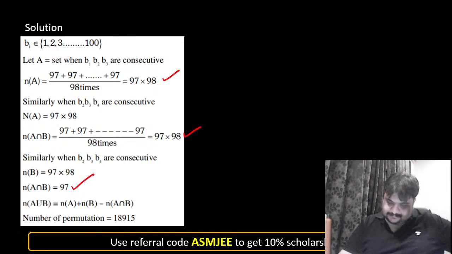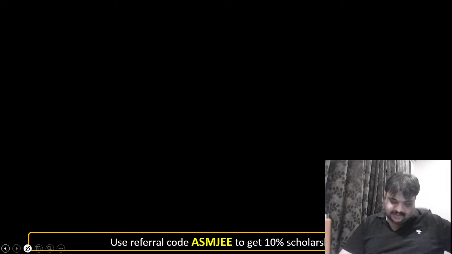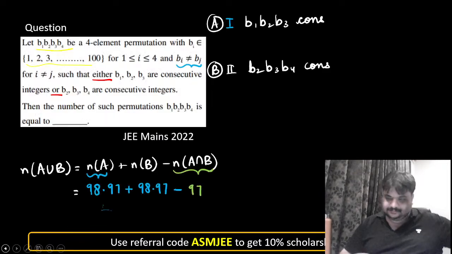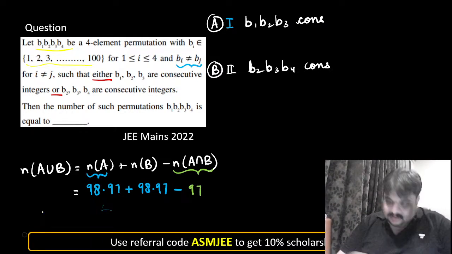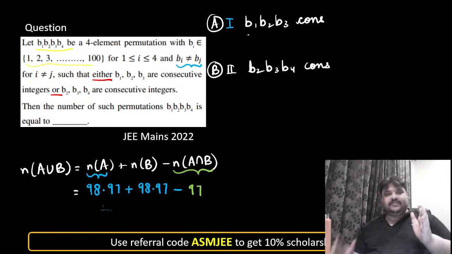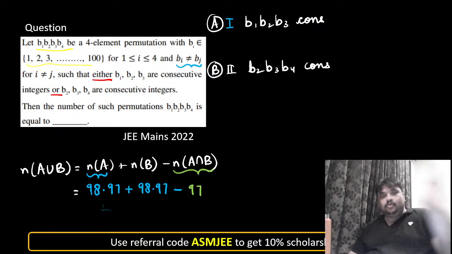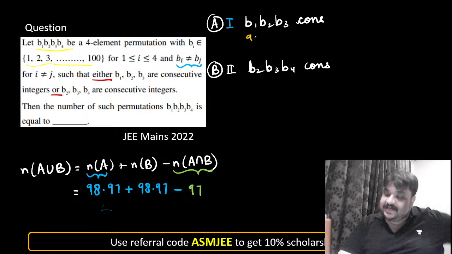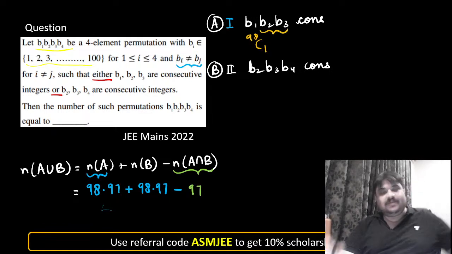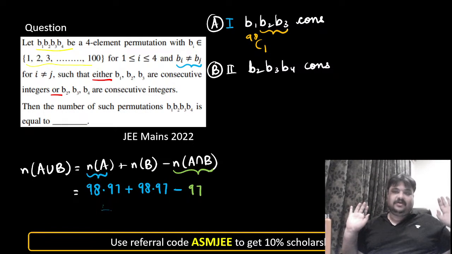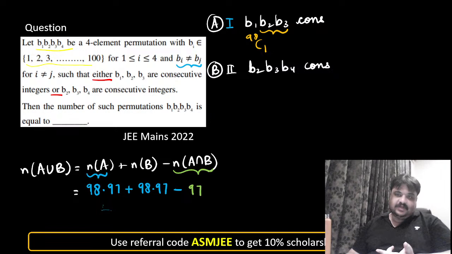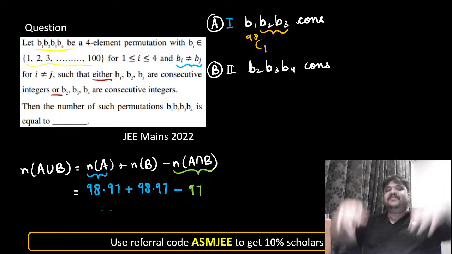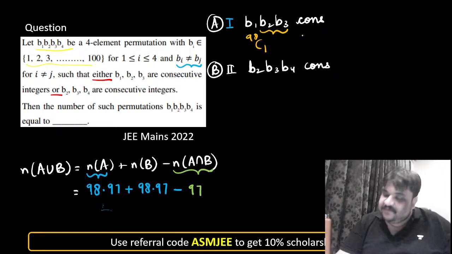Perfect. Do you want me to tell you why this is 98 into 97? B1, B2, B3 are consecutive. So B1 can be from 1 to 98. So B1 has 98C1 options. The remaining two will be decided already. If B1 is decided, the other two are already decided because they have to be consecutive. And for B4, you have the remaining 97 numbers. You can choose any one of them.